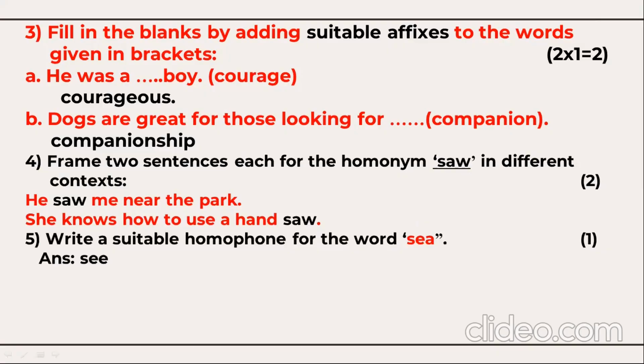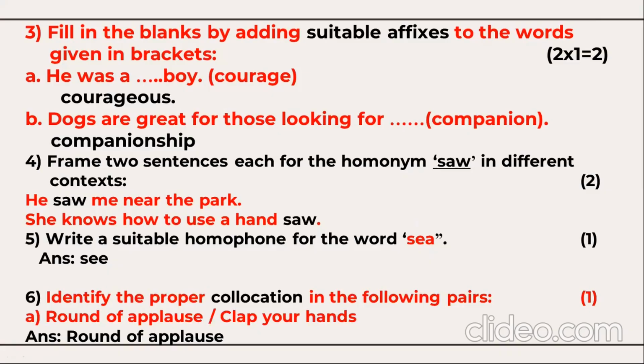Next, write a suitable homophone for the word sea, S-E-A, and the homophone is S-E-E. Homophone means the same pronunciation but different meaning as well as different spelling. Next, identify the proper collocation: round the applause or clap your hands. In a formal context, round of applause, not round the applause. So this is from the do as directed section.